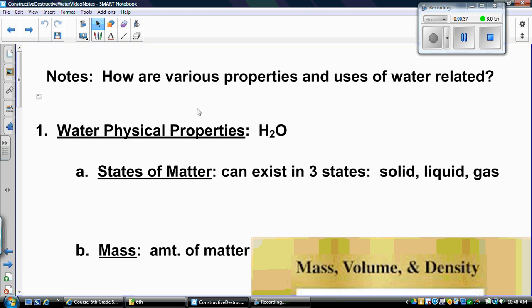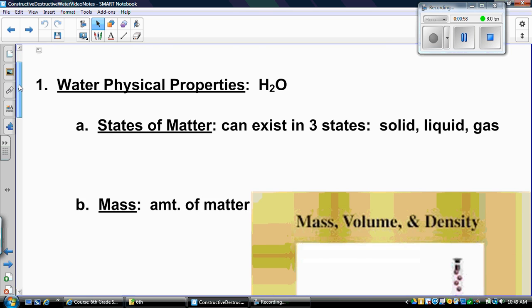Okay, so the first section of our notes, we're going to talk about the physical properties of water. Just so you know, the chemical formula for water is H2O. What that means is that this 2 goes with the H. H stands for hydrogen. So 2 hydrogen atoms are bonded with 1 oxygen atom.